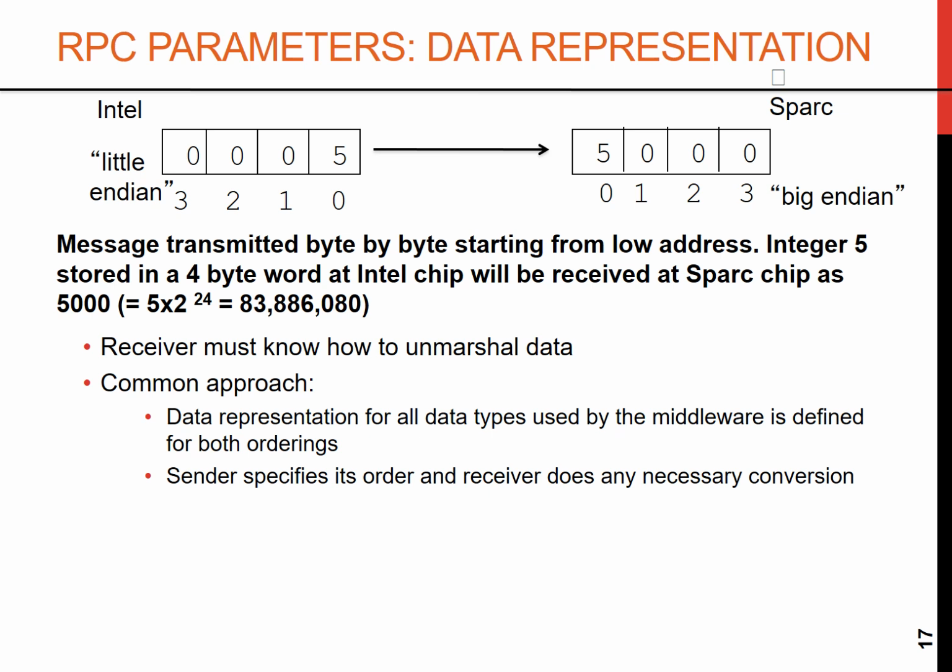So the solution is that the middleware needs to recognize this difference and deal with it. The receiver, in this case the Sparc machine, must know how to unmarshal the data correctly, adjusting for the byte order difference. Middleware often defines a standard data representation for all data types to accommodate both endianness formats. The sender specifies its byte order, and the receiver performs any necessary conversion to interpret the data correctly.